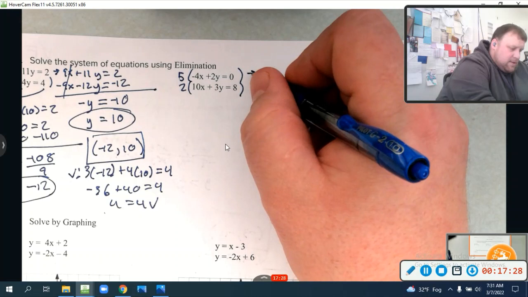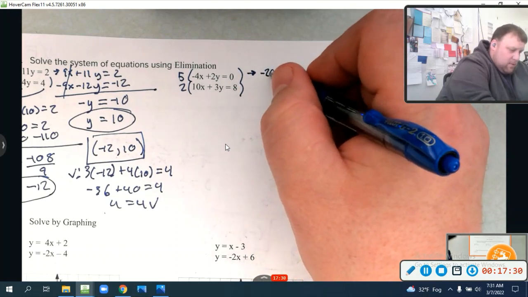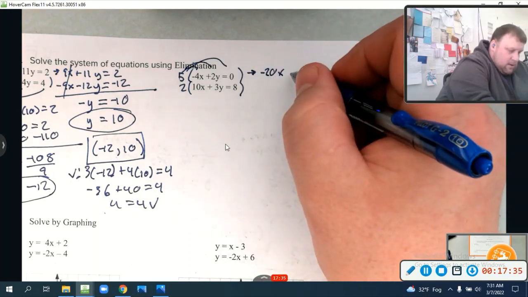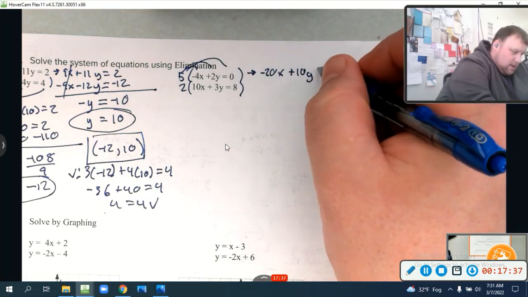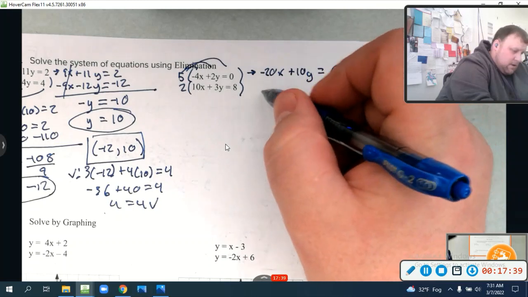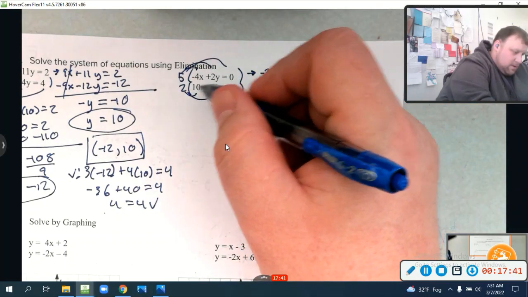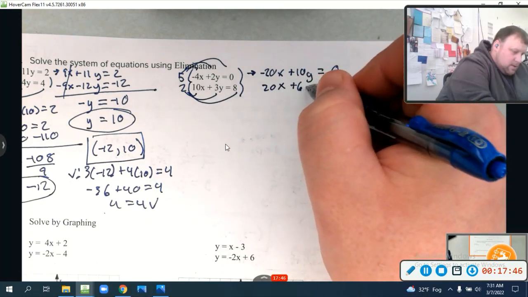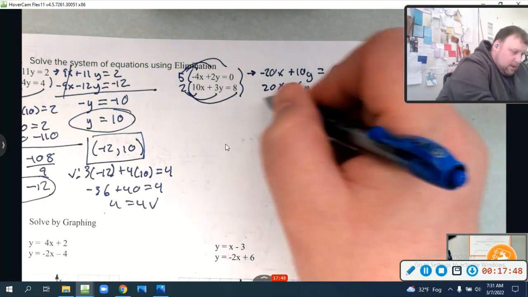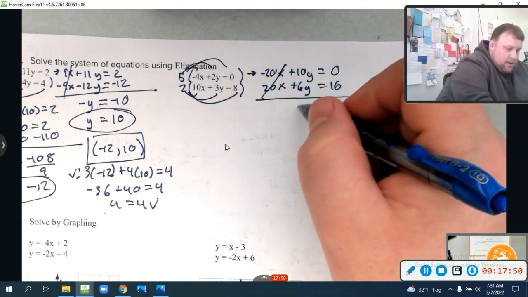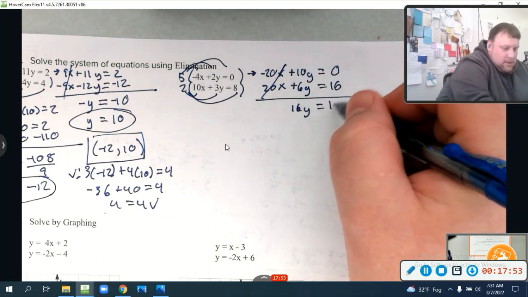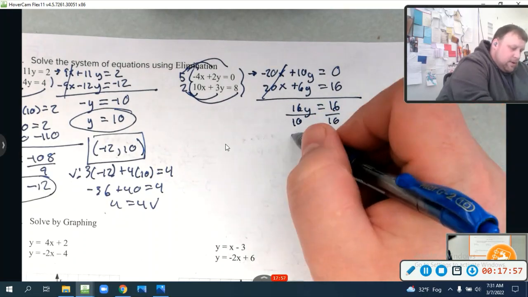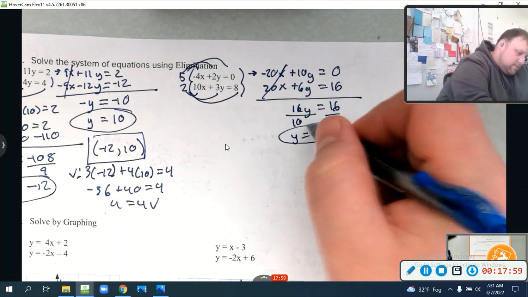So let's rewrite these. It's going to be negative 20x. Distribute that 5 plus 10y equals 0. That doesn't change, right? And then distribute that 2. 20x plus 6y equals 16. And we're going to add straight down. That's gone. 16y equals 16. Well, that's nice. Divide both sides by 16, and we get y equals 1.